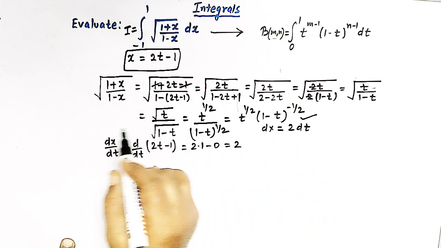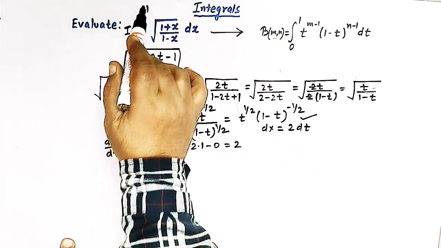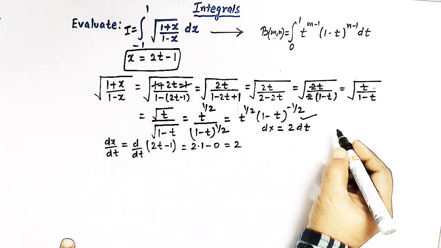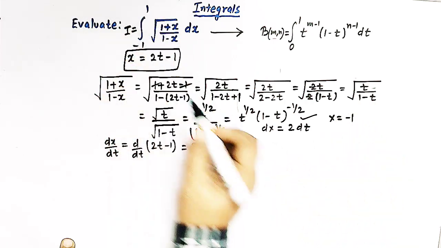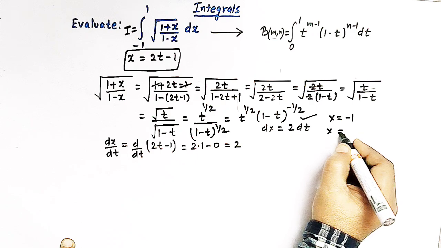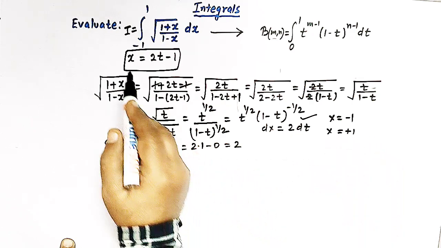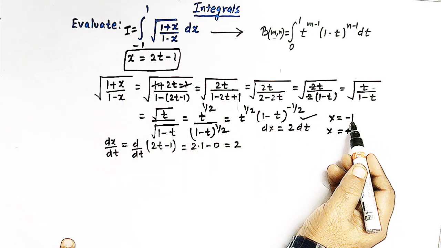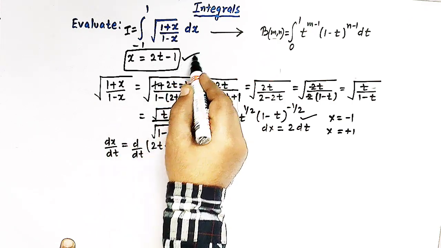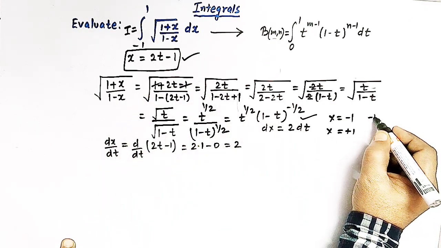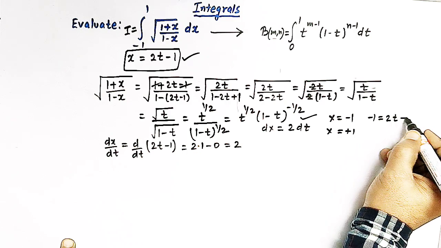Okay, now let us change the limits. Here the lower limit is x equal to minus 1, and the upper limit is x equal to plus 1. When x is minus 1, then t can be calculated from this equation: minus 1 is equal to 2t minus 1.